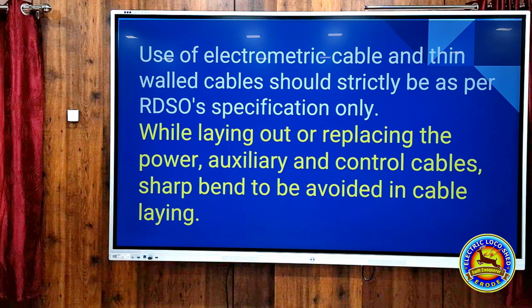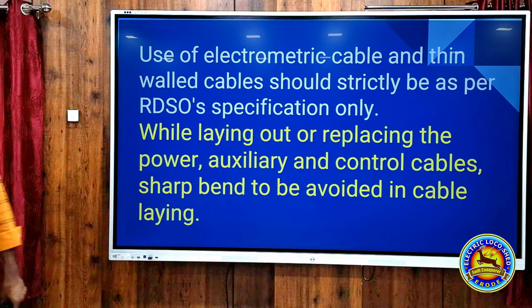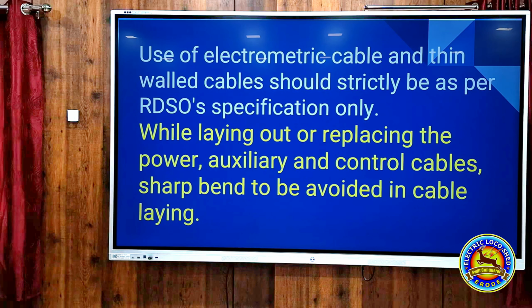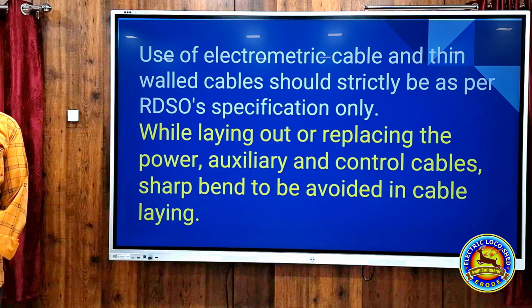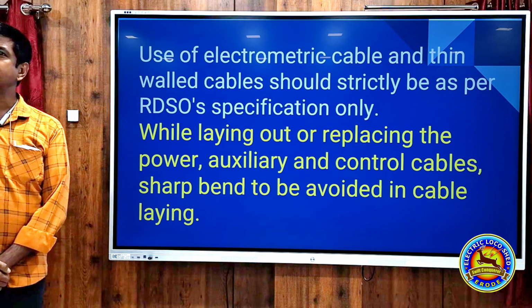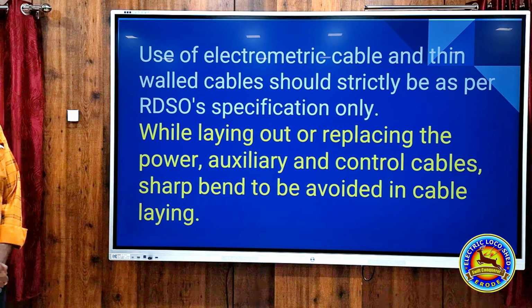One thing is, what you get in the local market is PVC insulated cable only, for house wiring. It is not a tinned cable. Whereas in a locomotive all the cables are tinned cable only, for life and to prevent sulfation. Local market tinned cable is not there because its cost will be very high. So we should not use any cable from the local market. We have to purchase from RDSO approved suppliers only, and that also as per the RDSO specification only.